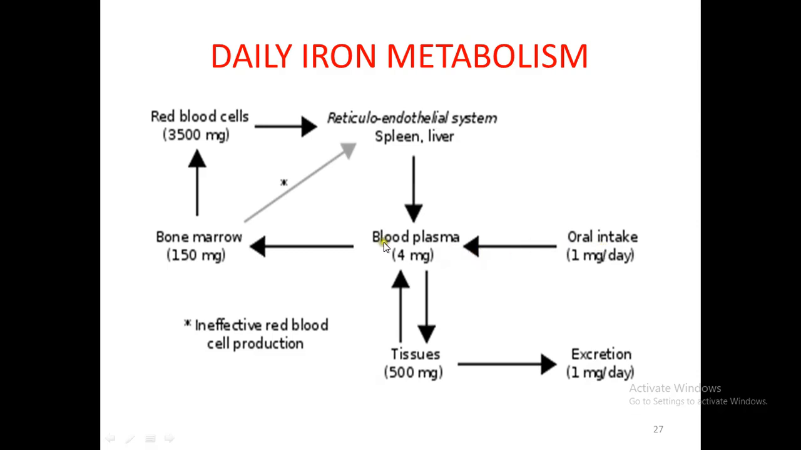That oral intake is 1 milligram per day. It enters the blood plasma. From the blood plasma, the major amount goes to the bone marrow for the synthesis of the hemoglobin in RBCs. And when the RBCs live out their 120 days life cycle, they enter the reticuloendothelial system, liver, spleen, etc. Hemoglobin is released, the heme is released from hemoglobin, and the heme then releases its iron, which enters back into the blood plasma. Also, some iron from the plasma enters the tissues to make myoglobin, heme enzymes, non-heme enzymes, etc. And the total amount excreted daily is again 1 milligram per day.